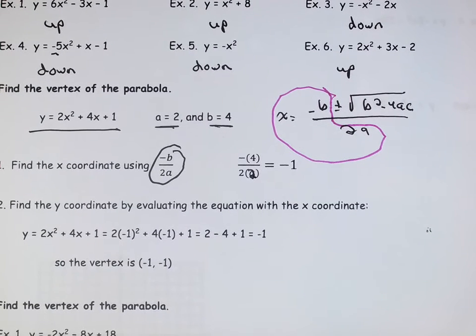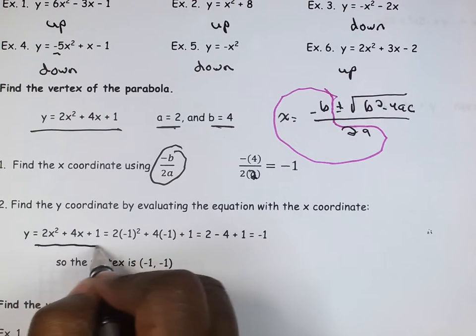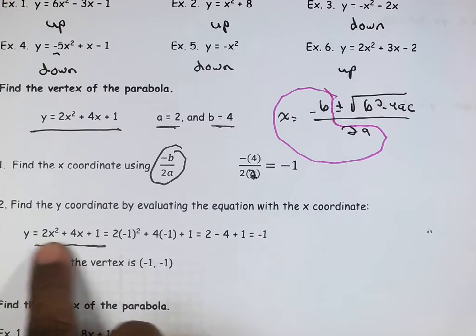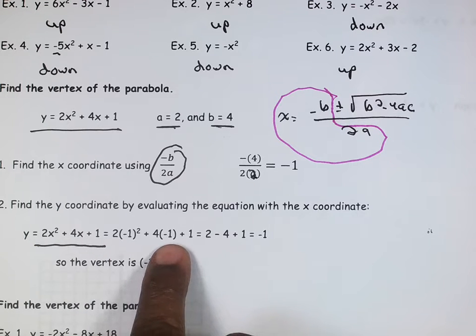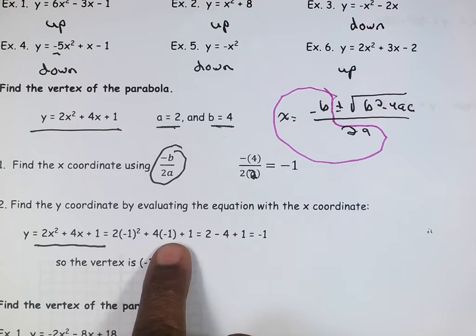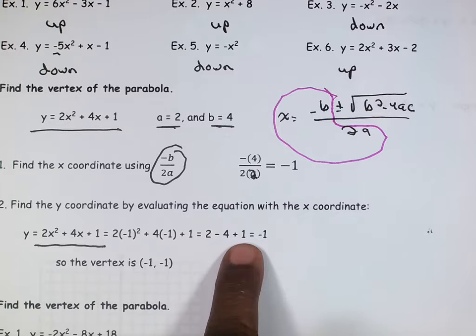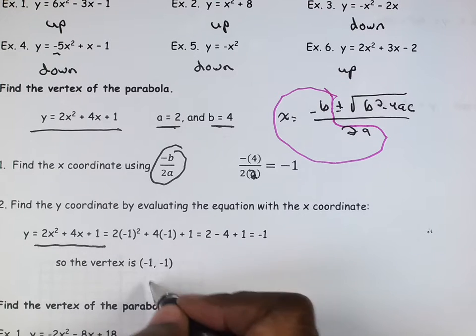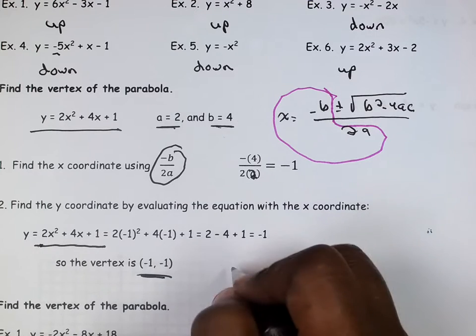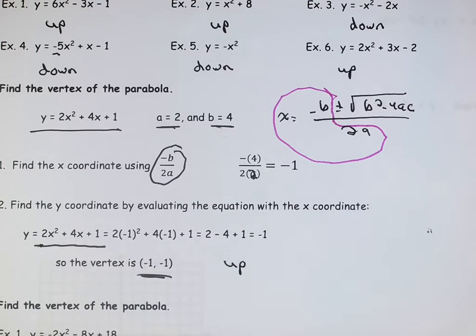Now that we know what the x-coordinate is, we're going to find the y-coordinate. So this was the original equation, 2x squared plus 4x plus 1. And wherever you see an x, now we're plugging in the x-coordinate, which we found was negative 1. So 2 times negative 1 squared plus 4 times negative 1 plus 1. And that all simplifies out to negative 1. So our vertex, where it changes direction, is at negative 1, negative 1. And also, because this coefficient of x squared is positive, I know that this parabola faces up.